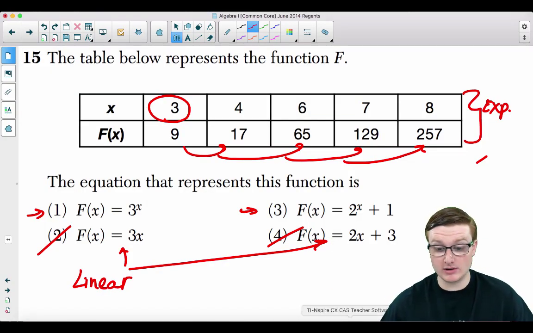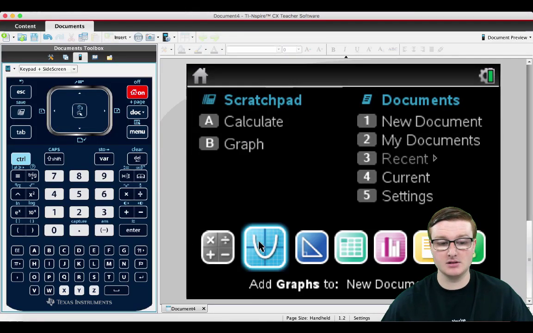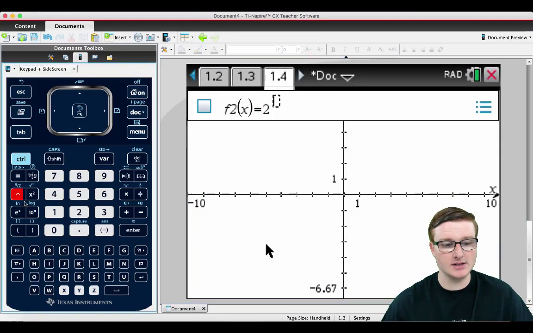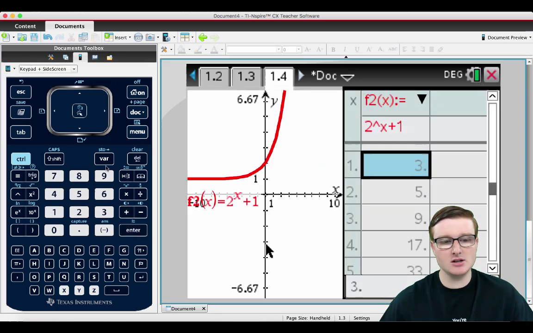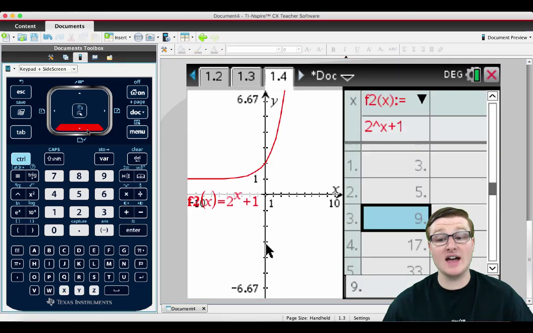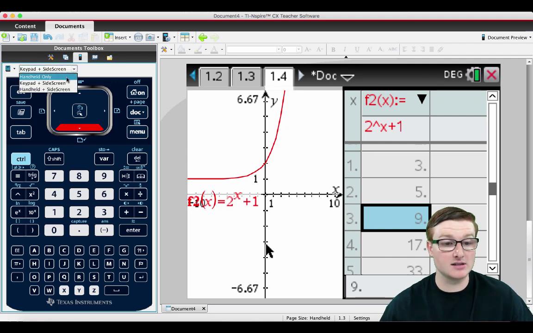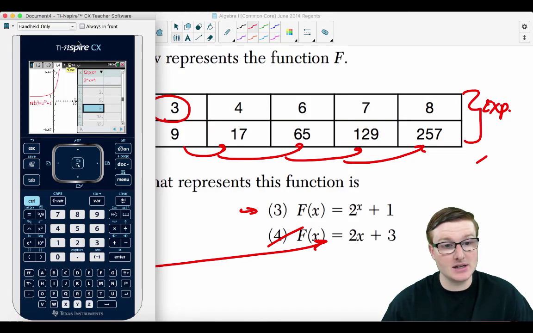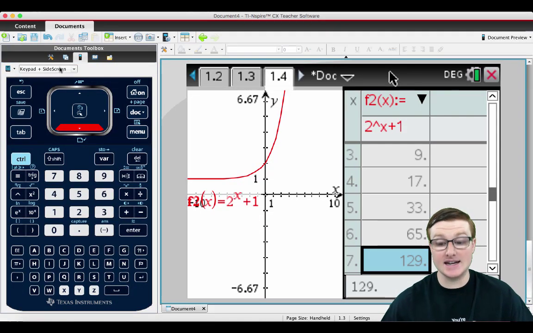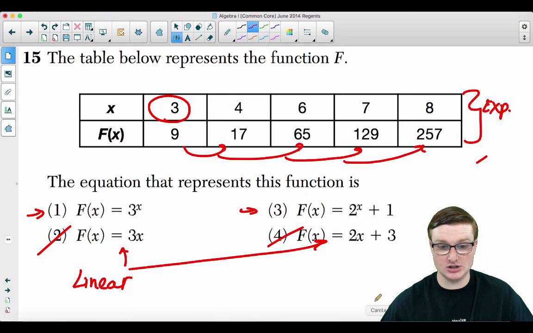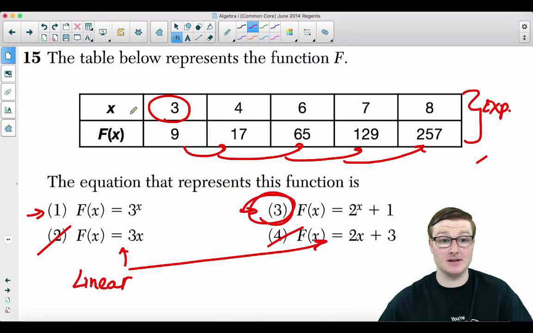So let's try choice 3, 2 raised to the x plus 1. Control T, go down to your 3 value. Oh, look at that. 3, 9. 4, 17. We go down to 6. That's 65. 7, 129. So all of these values satisfy these conditions. So that is going to be choice 3.